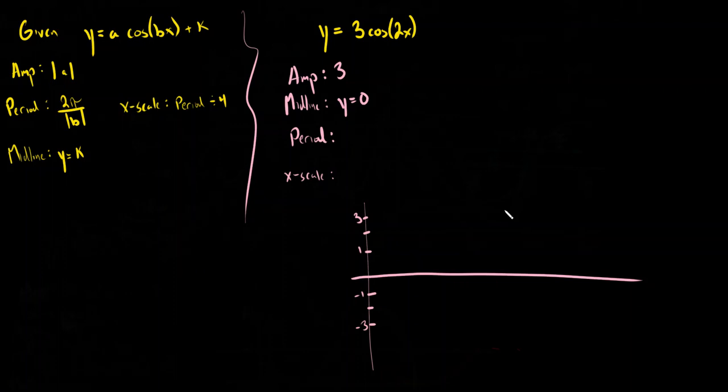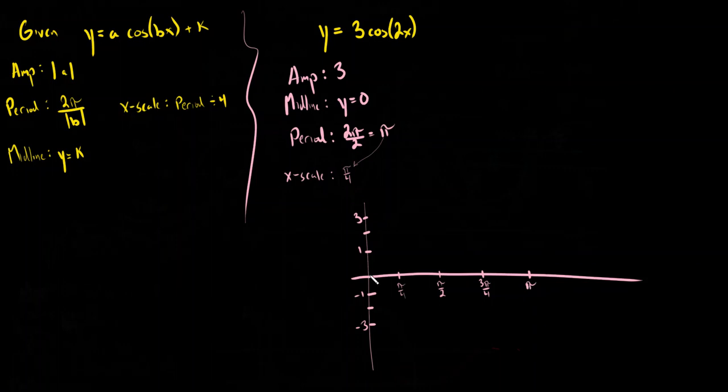Now for the period, once again, it's 2 pi over the absolute value of b, which in this case is 2, and 2 pi over 2 leaves us with just pi, so it's going to take a length of pi to complete one cycle. And to figure out the scale, we can divide pi by 4 to get pi over 4. So our scale is going to be pi over 4. So 1 pi over 4, 2 pi over 4, that reduces to pi over 2, 3 pi over 4, and 4 pi over 4, which reduces to pi. And now we can go ahead and graph.